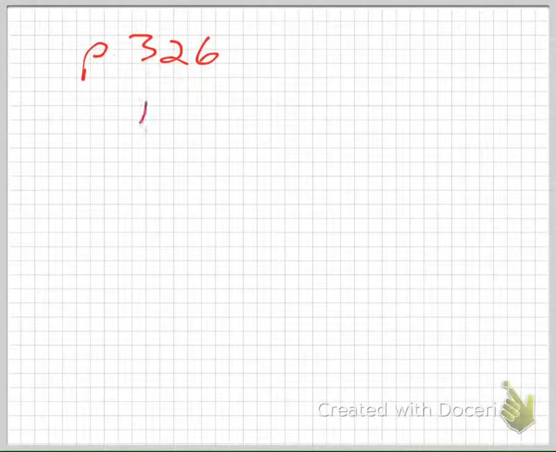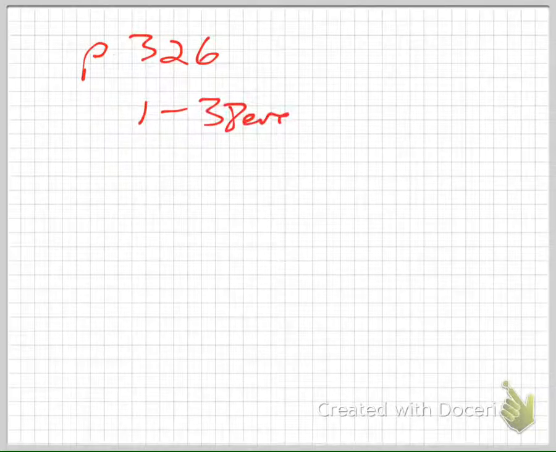Let me give you your homework. Today is Wednesday? Tuesday. I was getting ahead of myself. Page 326, 1 through 38 even. Why so many? Because you're letting you use a calculator.